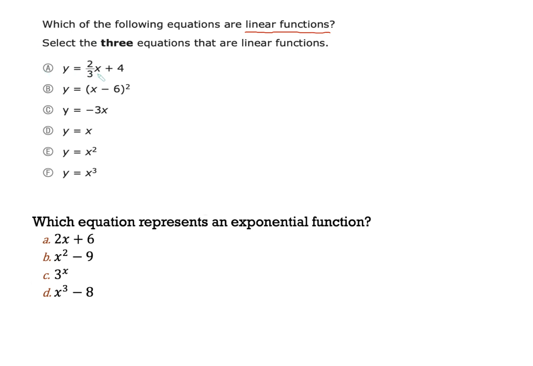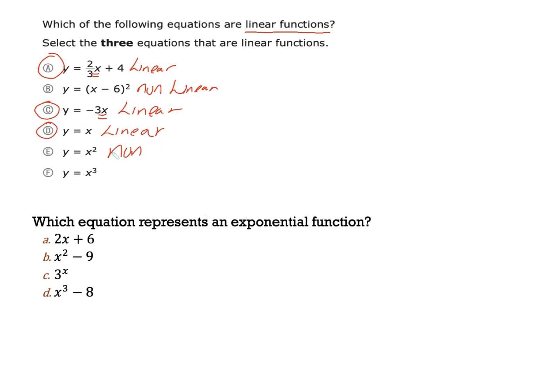So let's look at A. Here's our x. I don't see an exponent here, so this is linear. So A is linear. Now B, I can see an exponent, so this is non-linear. C, okay, here's my x, no visible exponent. C is also linear. D, y equals x, okay, no visible exponent, so D is also linear.